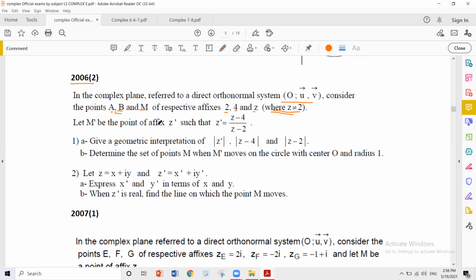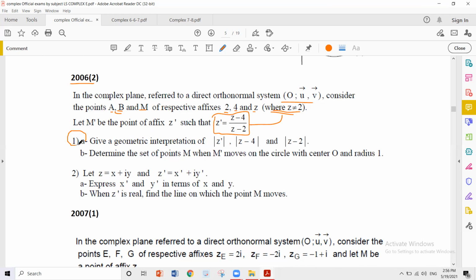Let M prime be a point of affix z prime such that z prime equals z minus 4 over z minus 2. This is why we set z different from 2, because in the denominator, z minus 2 is different from 0.